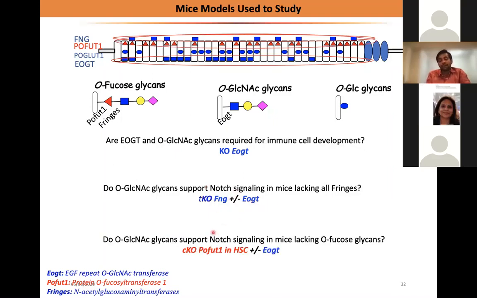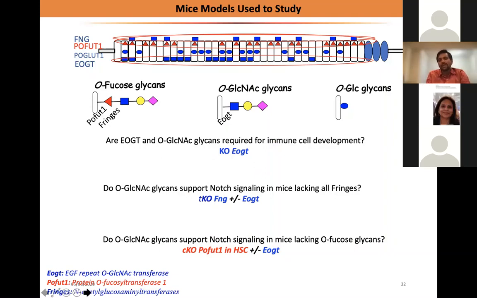Also, we were interested to study what happens if we knock out POFUT1 and EOGT together, then the surface of Notch doesn't have O-fucose and not the O-GlcNAc. So what will happen? Do O-GlcNAc glycans support the Notch signaling in mice lacking O-fucose glycan? So here we have developed the conditional mutation of POFUT1 in hematopoietic stem cells. And why have we developed the conditional mutation in the hematopoietic stem cells? Because the global knockout of this POFUT1 gene is embryonic lethal.